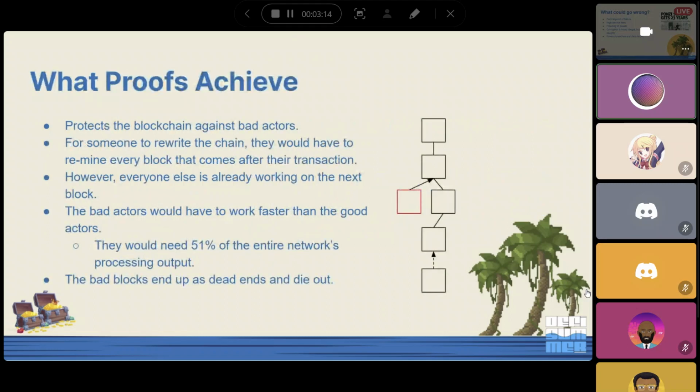What this does is force someone, in order to alter the whole chain, to remine every block that comes after their transaction. However, since all the miners in the network are already working on the next transaction, this is practically impossible to do, needing 51% of the entire network to process the output. So these bad blocks that aren't part of the chain end up being considered dead and not part of the current blockchain. It's very hard to manipulate, especially for a blockchain like Bitcoin, which has been appended and publicly accepted by the miners since 2009. It's been about 11, 12 years now.